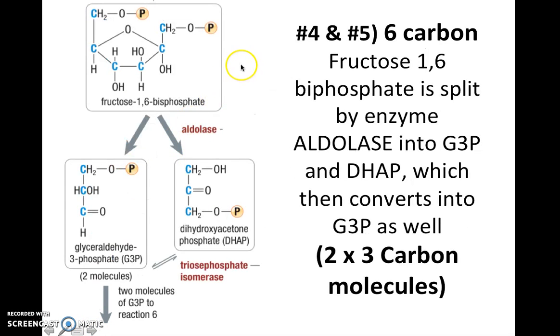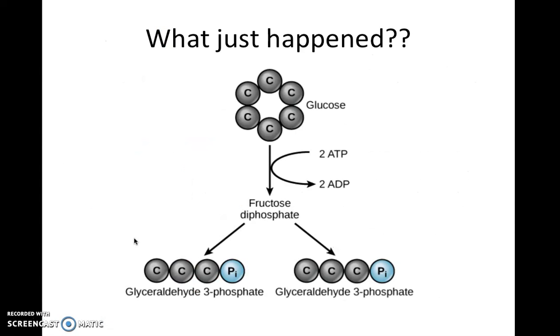So this is a major split that's happened. We have a 6-carbon molecule, and it's broken into 2 3-carbon molecules. We have what we'll call G3P. We have 1, 2, 3 carbons with a phosphate. This other molecule, let's call it DHAP, will also be converted to G3P. So we're halfway through this series of reactions. So what just happened? This is the energy investment phase where we have glucose. 2 phosphates have been added, and we've broken the molecule roughly in half.